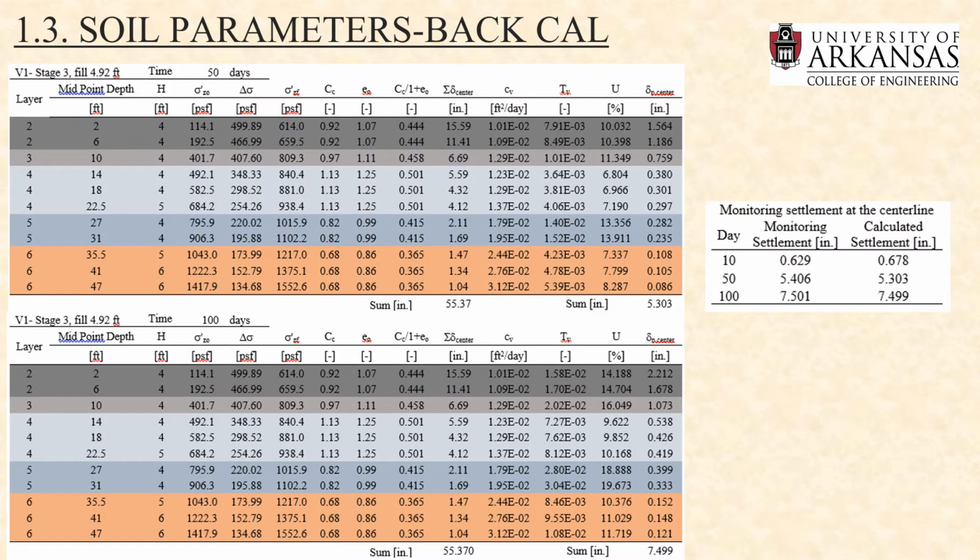Here is a computed settlement result that we got after 50 and 100 days of construction. As you can see, the monitoring and the calculated settlement match really well with each other. According to our vertical settlement calculation, we will have a total settlement of 55.4 inch at the center of the embankment. The degree of consolidation after 50 and 100 days of construction is approximately 10 to 14%.